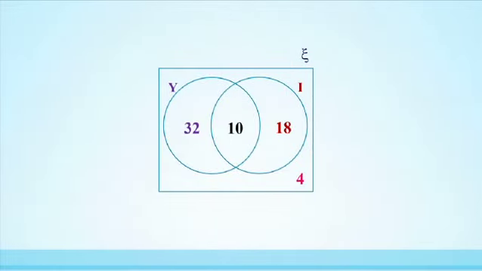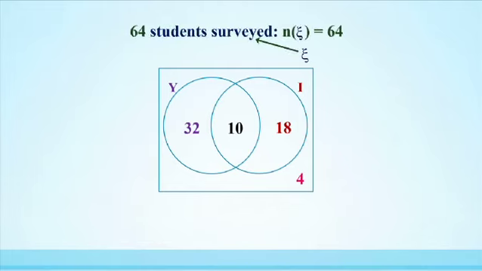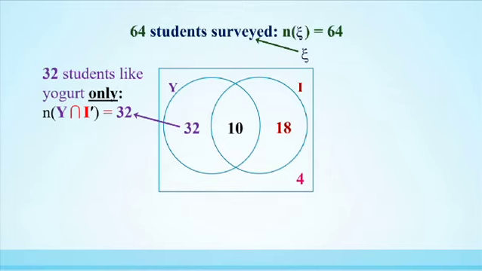Let's have a look again at our Venn diagram. Each cardinal number represents the number of elements in a particular region. The number of elements in the universal set is 64. There are 32 students who like yogurt only. That is, the number of elements in the set Y intersection I dash is 32.